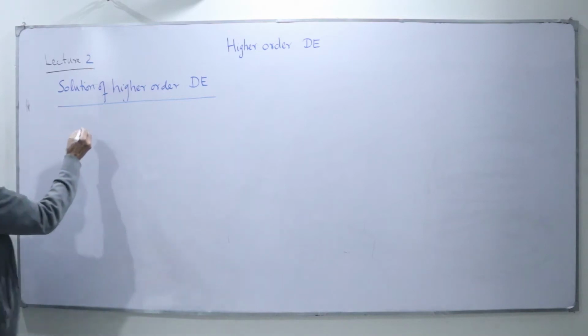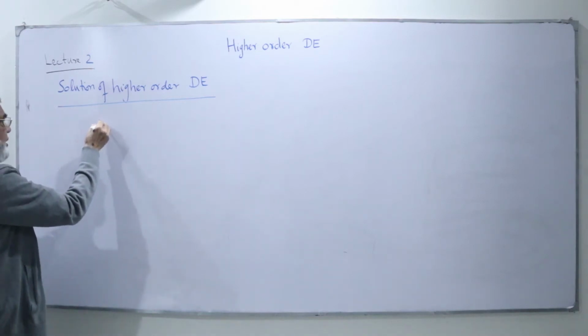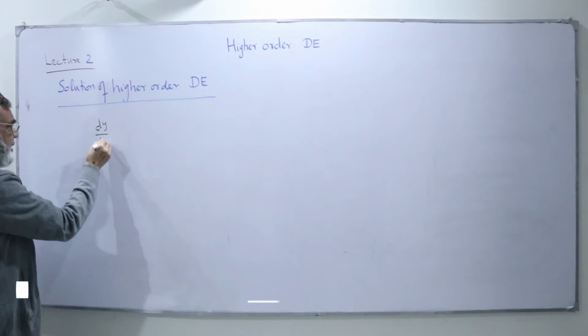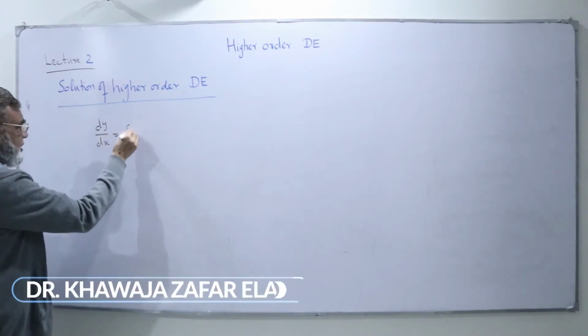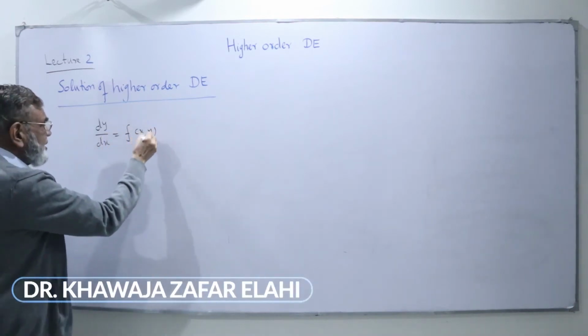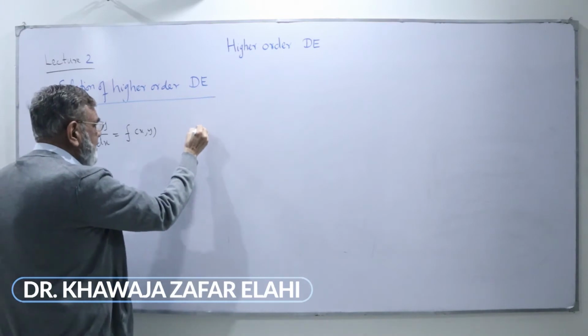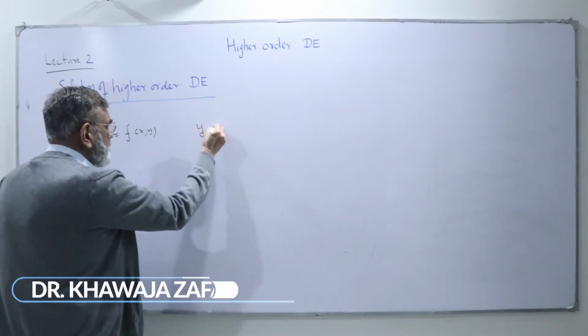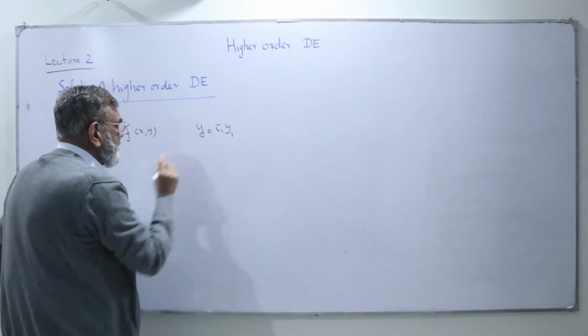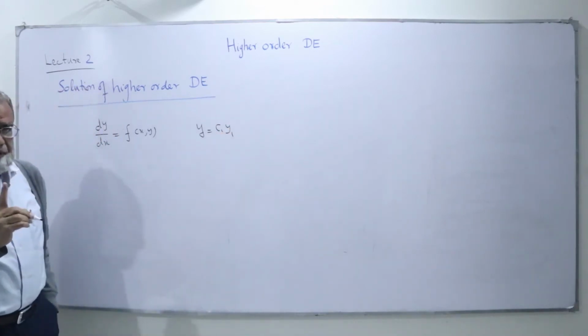We have a differential equation of order 1. We get dy by dx in general form, we write here a function of x, y. And you can see the solution of this one, we always write y is equal to c1 y1. We get only one arbitrary constant.